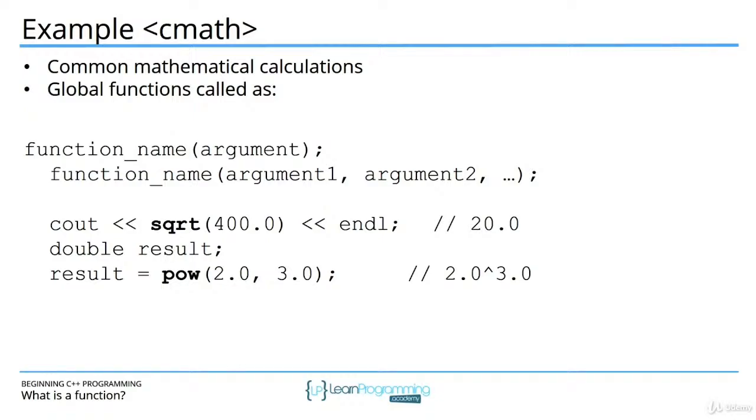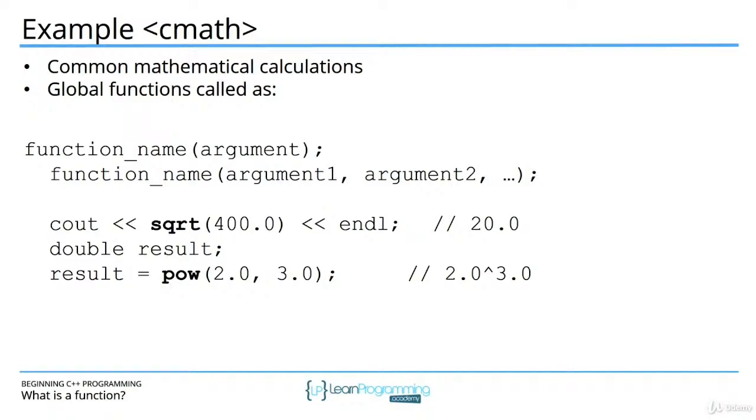In the output statement on this slide, we're calling square root and we're passing in 400.0 to it. The square root function will calculate the square root of 400 and return the result which is printed. In the last example, we're calling the power function, which expects 2 arguments. In this case, we're calculating 2.0 raised to the 3.0 power. Notice that to use these functions, all we need to know is what they do, their name, what they expect from us, and what they return to us.